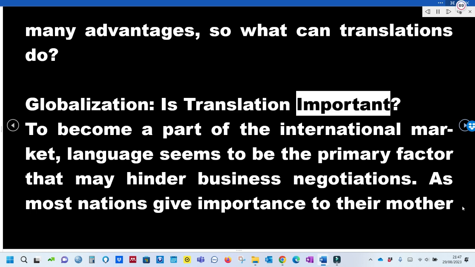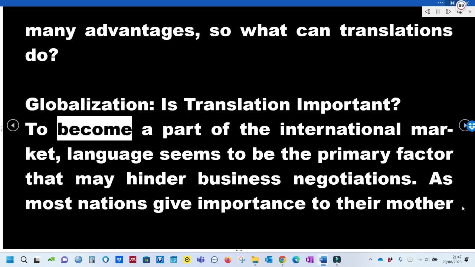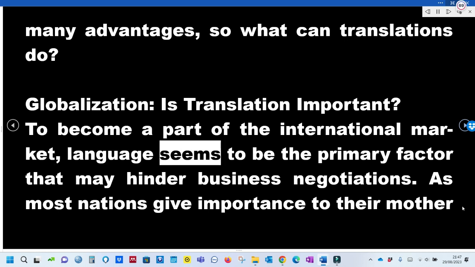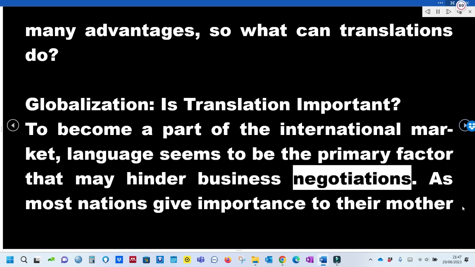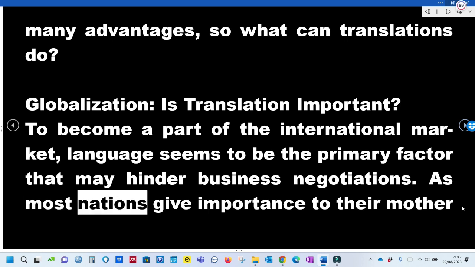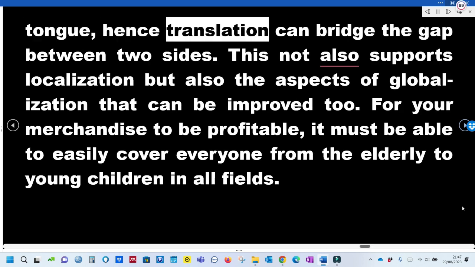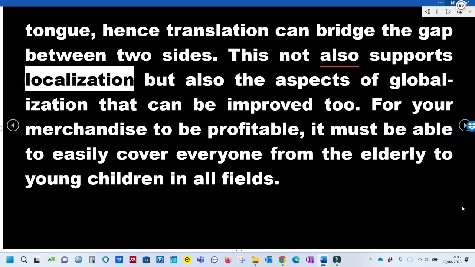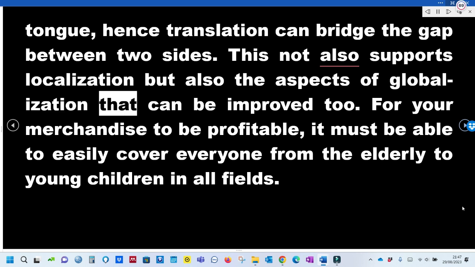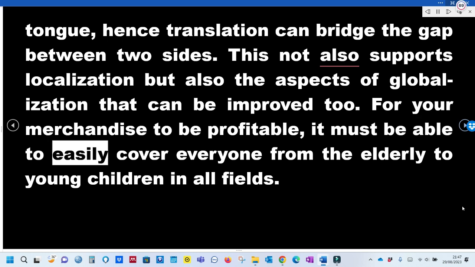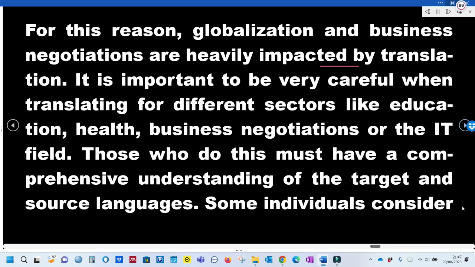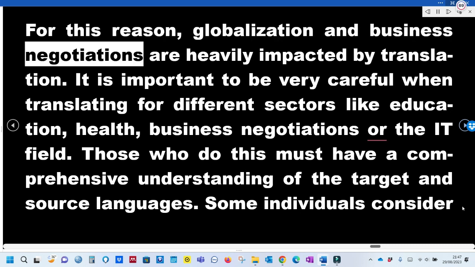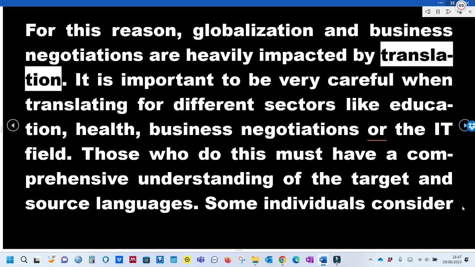Globalization. Is translation important? To become a part of the international market, language seems to be the primary factor that may hinder business negotiations. As most nations give importance to their mother tongue, translation can bridge the gap between two sides. This not only supports localization, but the aspects of globalization can be improved too. For your merchandise to be profitable, it must be able to easily cover everyone from the elderly to young children in all fields. For this reason, globalization and business negotiations are heavily impacted by translation.